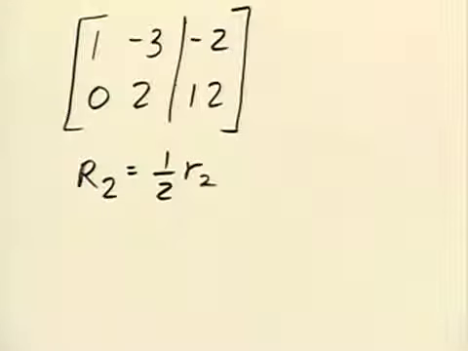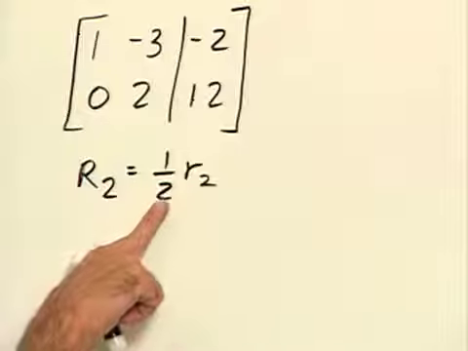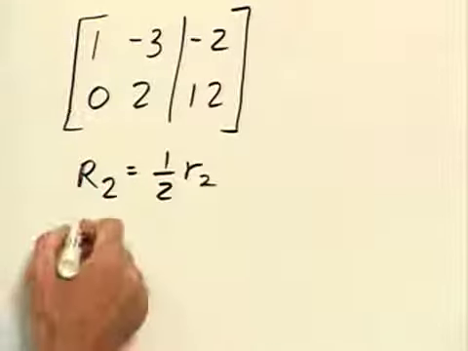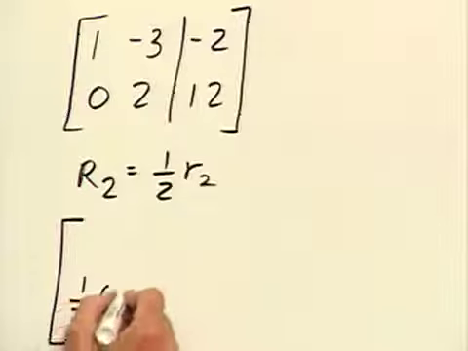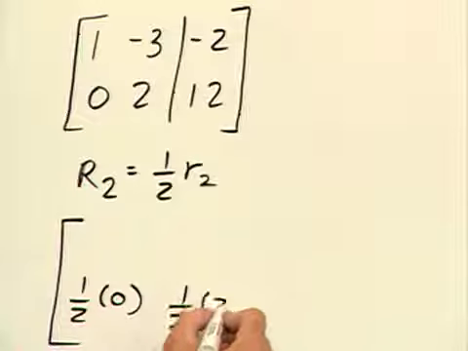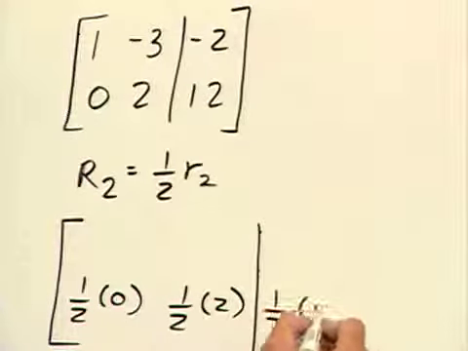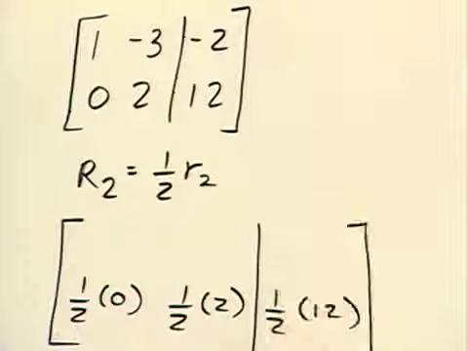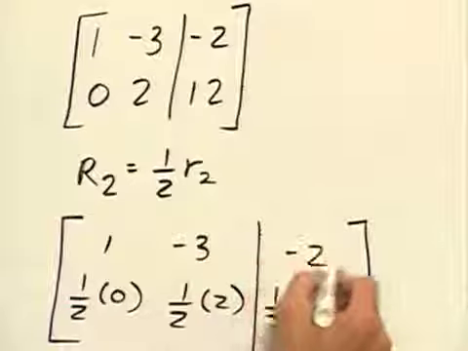We're going to perform a row operation to get a new row 2 in our matrix here. Our row operation is going to be to multiply row 2 by 1/2. So let's make a new matrix here and go 1/2 times 0, and then 1/2 times 2, and 1/2 times 12. Keeping row 1 the same, we'll have 1, -3, and -2.